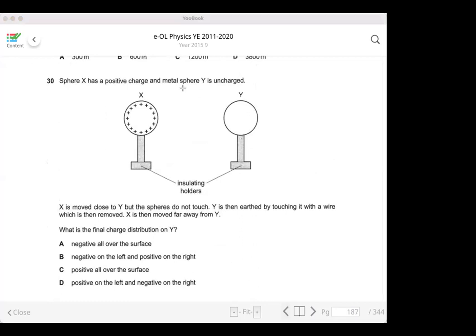Again, let me give you the keyword. Y is matter. Then it is earth.